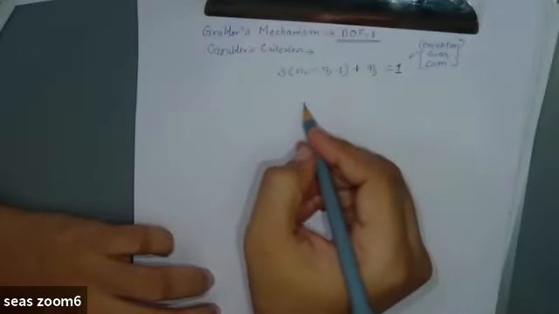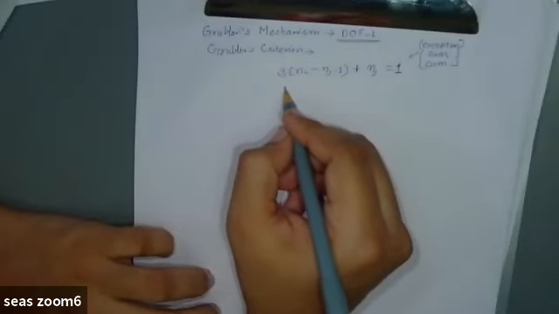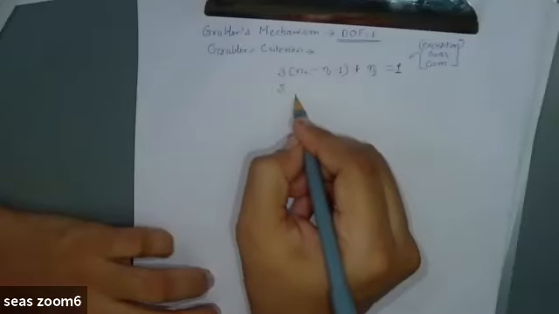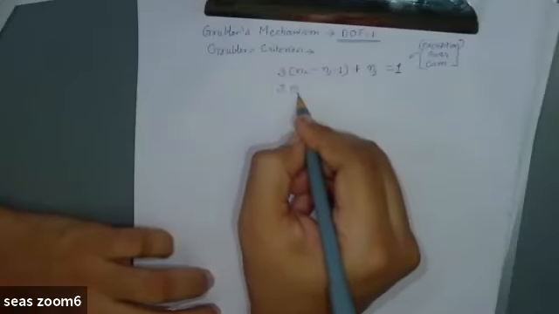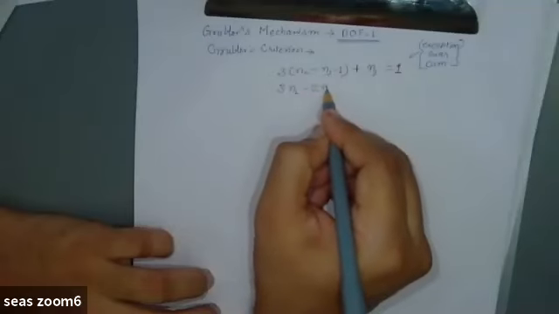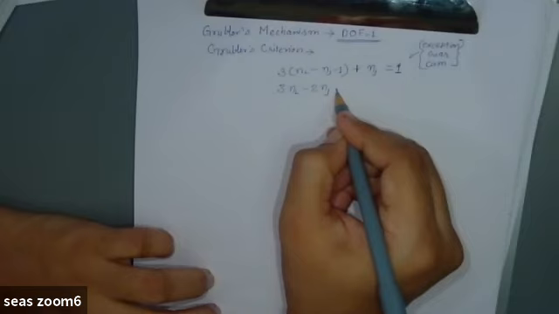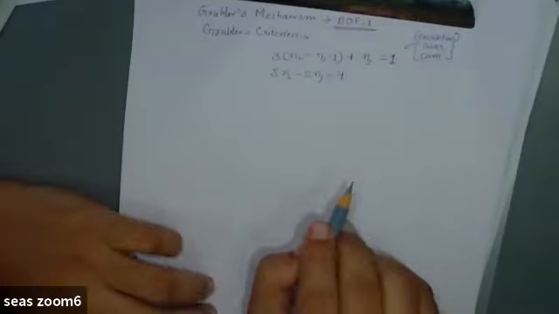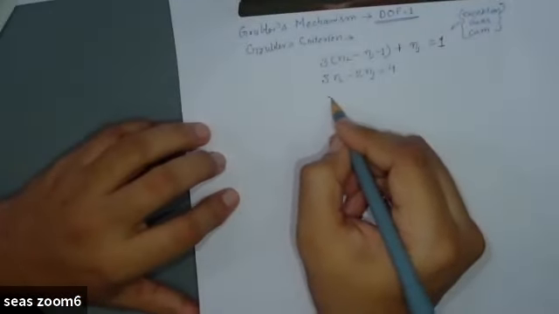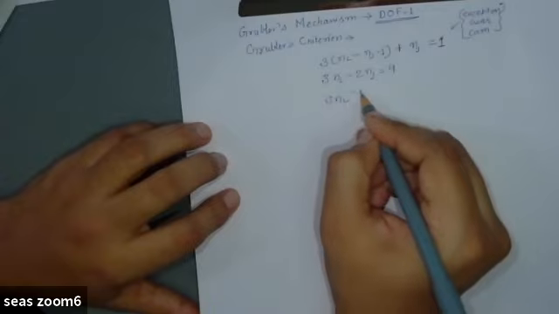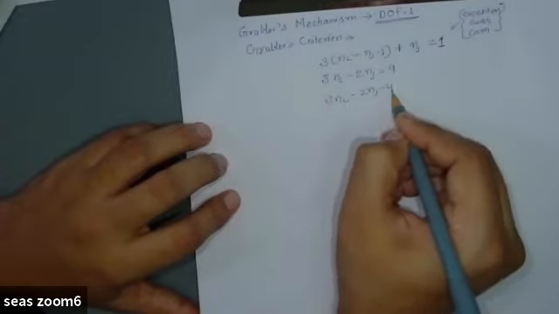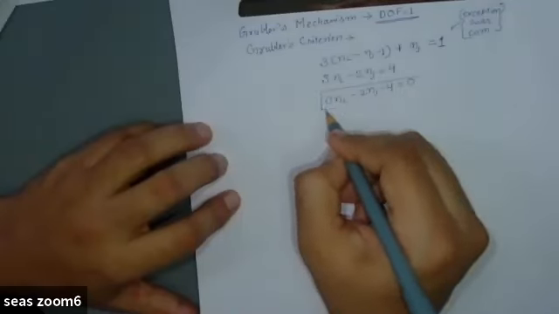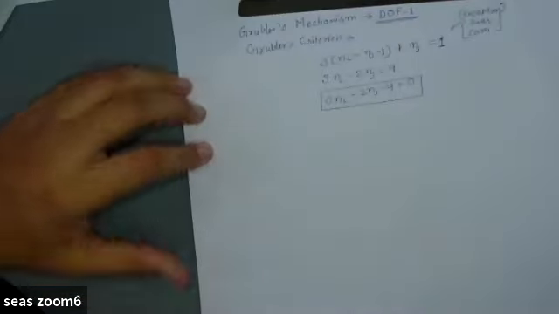So let's solve it further. We can write 3nl minus 2nj is equal to 4, or 3nl minus 2nj minus 4 is equal to 0, and this is Grubler's criteria for a single degree of freedom system.